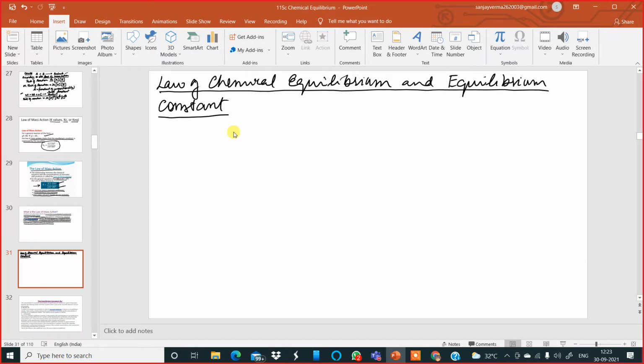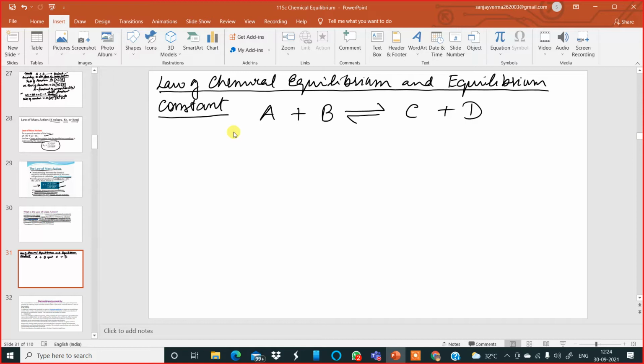Now let us take a case over here. A general reaction. Let us say there is a reaction between A plus B reversibly, to produce C plus D. Now, in this, let us take that it is an equilibrium. There is an equilibrium between A, B and C, D.